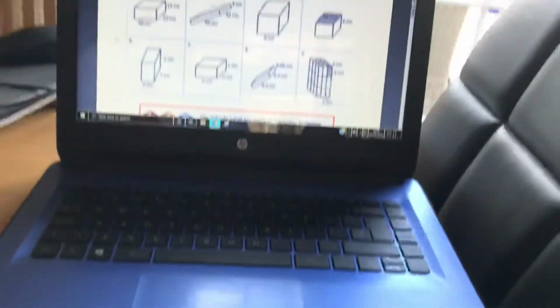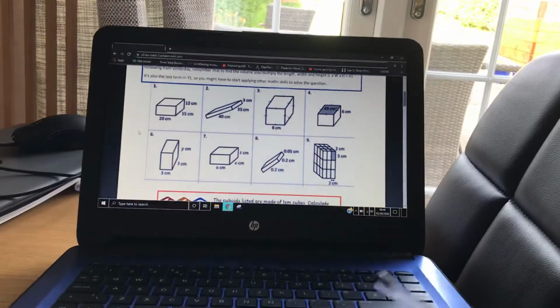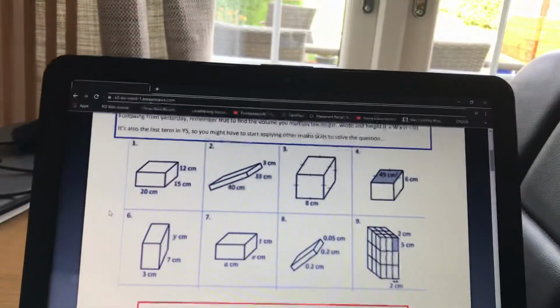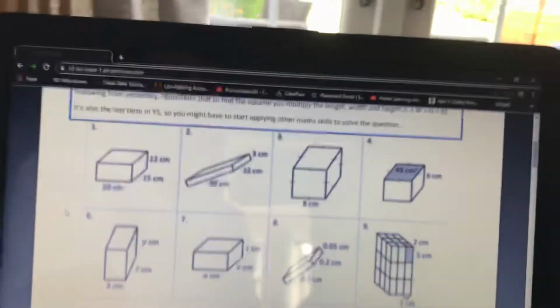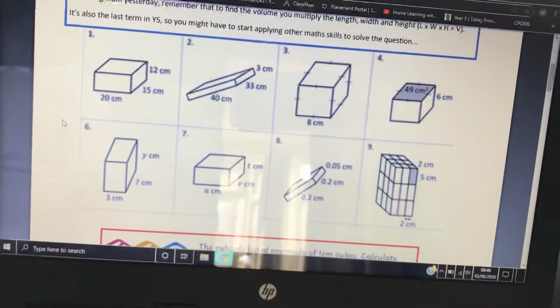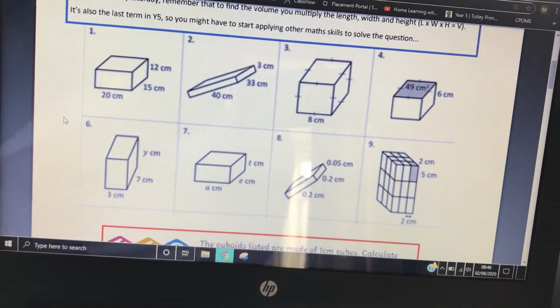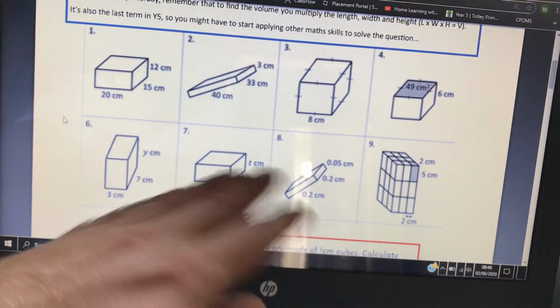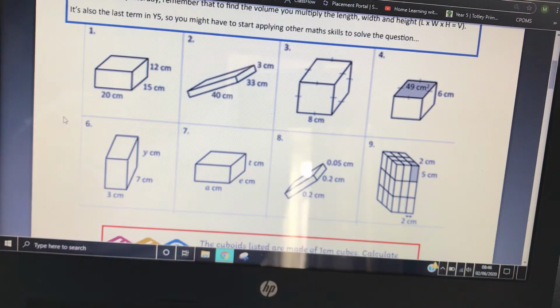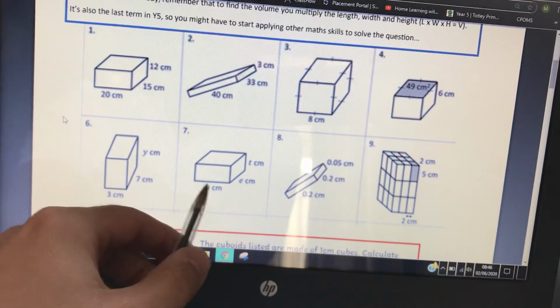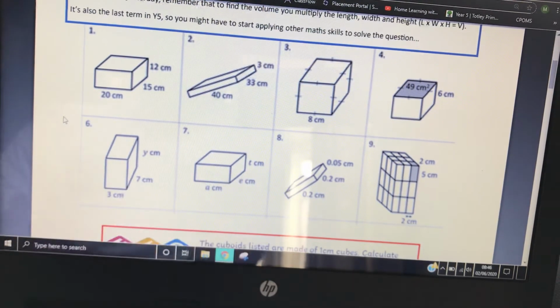Number 7, you might be thinking, what on earth is this? Whenever you see a question like this, sometimes the easiest questions just look the hardest. You've not got any numbers. You've got letters representing all of these. All you need to show is that you understand the properties of a rectangle here. So all you need to show is you understand that these two are going to be the same and that one's different. So you could make a really simple calculation here.